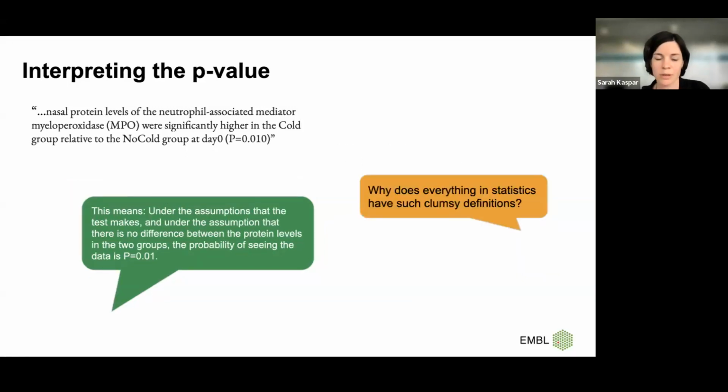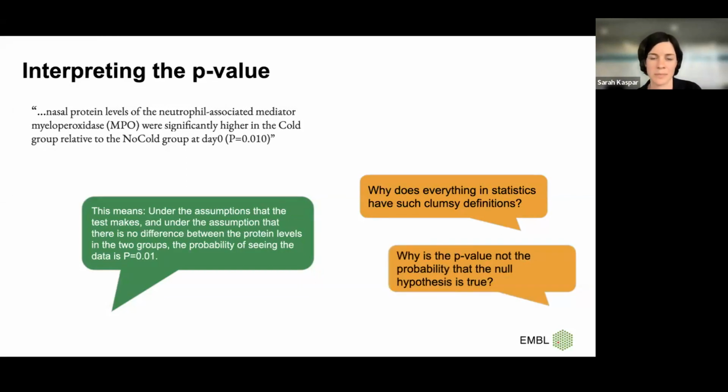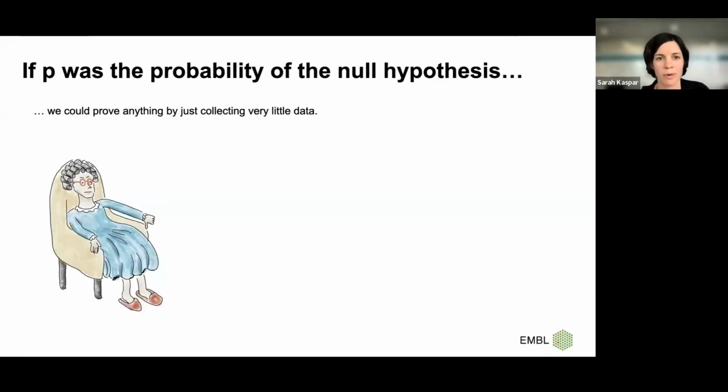So still, we might worry about this clumsy definition of the p-value, and I admit it's very clumsy. And I sometimes have the impression that people would be happier if the p-value could just be interpreted as the probability of the null hypothesis being true. So the problem about that is that if p was the probability of the null hypothesis, then we could in fact prove anything by just collecting very little data.